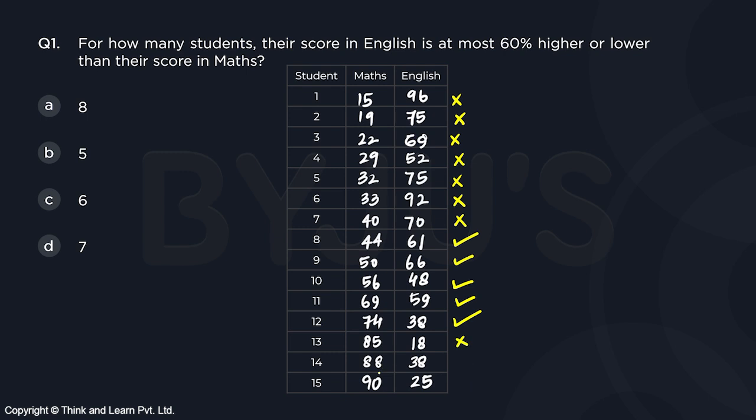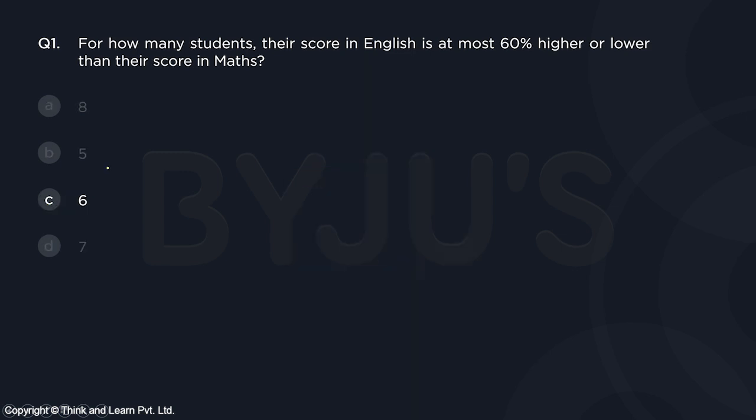Next we have 88. 40% of 88 is going to be 8 into 4, 32, and 8 into 4, 32. So this is around 36. This is 38, definitely way beyond that. And 40% of 90 is only 36. This is less than that. So this is not accounted for. So we'll have a total of 6 such students whose score in English is going to be at most 60% higher or at most 60% lower. C option.